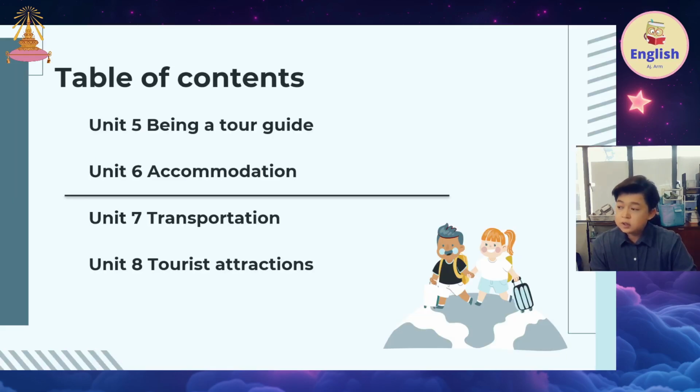So let's check the table of contents together for unit number 5 and 6. Unit 5 is being a tour guide and unit number 6 is accommodation. Do you remember the content that we have studied since the semester began, from unit number 5 until unit number 6 so far? Did you understand or do you remember the contents? And after the examination, we're going to continue to study unit number 7 and unit number 8.